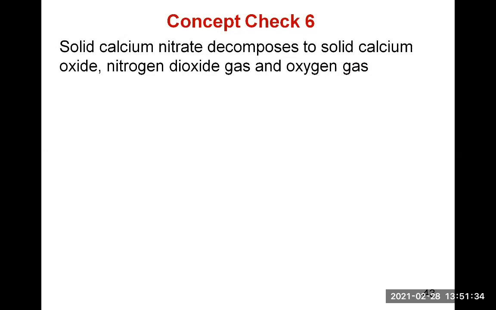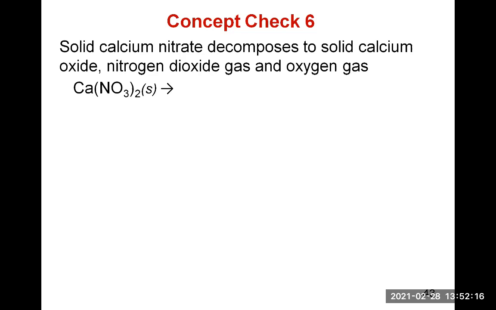So calcium nitrate is the reactant and it decomposes, which means it's the only reactant. Calcium is the 2+ ion Ca2+. Nitrate is the polyatomic ion NO3 -1. So we have calcium with 2 positive charges, nitrate with 1 negative charge. So we will need 2 nitrate per calcium. So it's going to be Ca and then NO3 2 times.